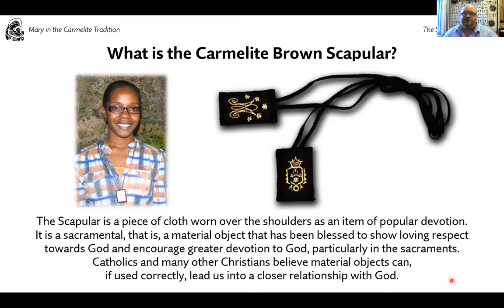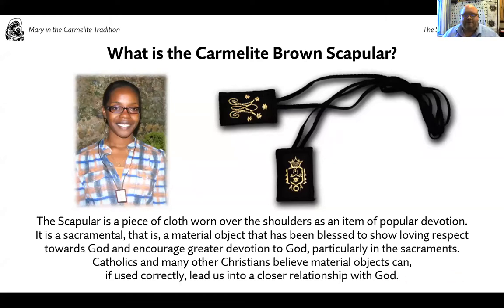It's what we call in the church a sacramental. That is a material object that's been blessed to show loving respect towards God and encourage greater devotion to God, particularly in the sacraments. Catholics and many other Christians believe that material objects can, if correctly used, lead us into a closer relationship with God. And I say if correctly used because sometimes we can turn an icon into an idol. And it's when we think that the material object is what we're actually worshipping rather than the God it reminds us of, that's when it becomes a problem.